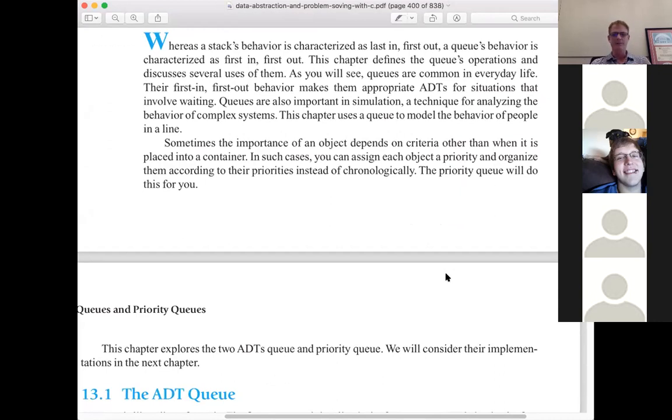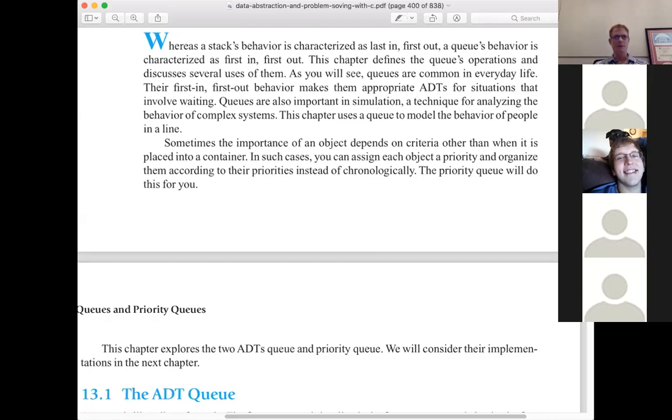So a queue in computer science is similar to a stack. A stack is a data structure where you can only put things on at one end and take things off from the same end. A queue is a data structure where you can only put things in at one end and take them off the opposite end.